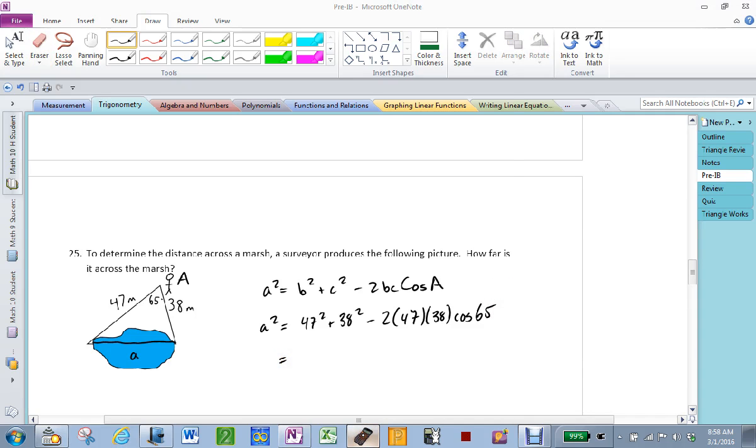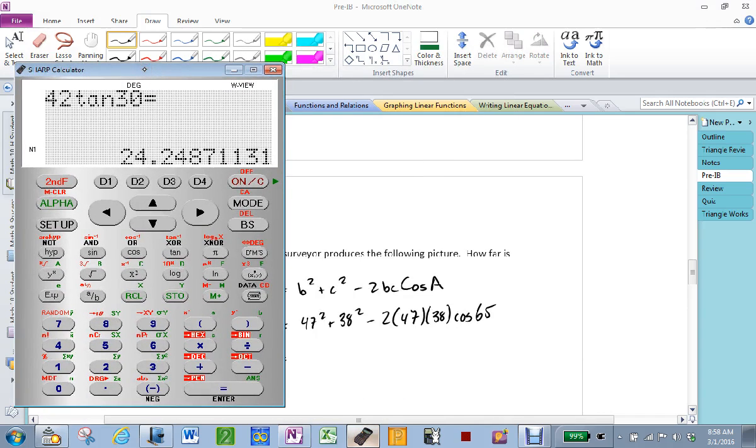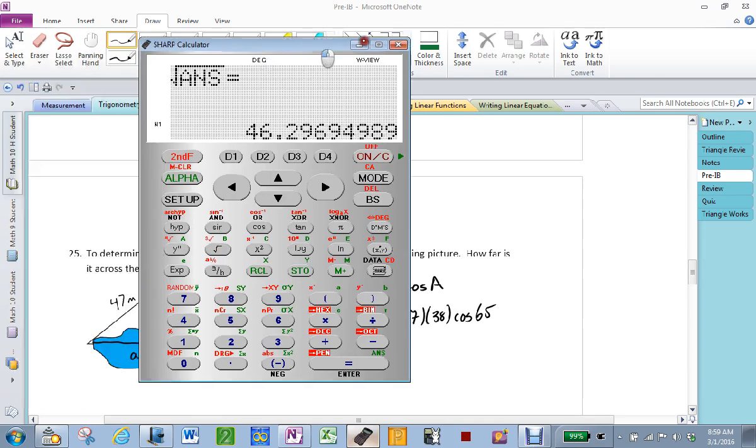Let's see. 47 squared plus 38 squared minus 2 times 47 times 38 times cos 65. Blech. A squared is that. What do I do at the end? Square root. Square root it. Square root. Answer. 46 meters.